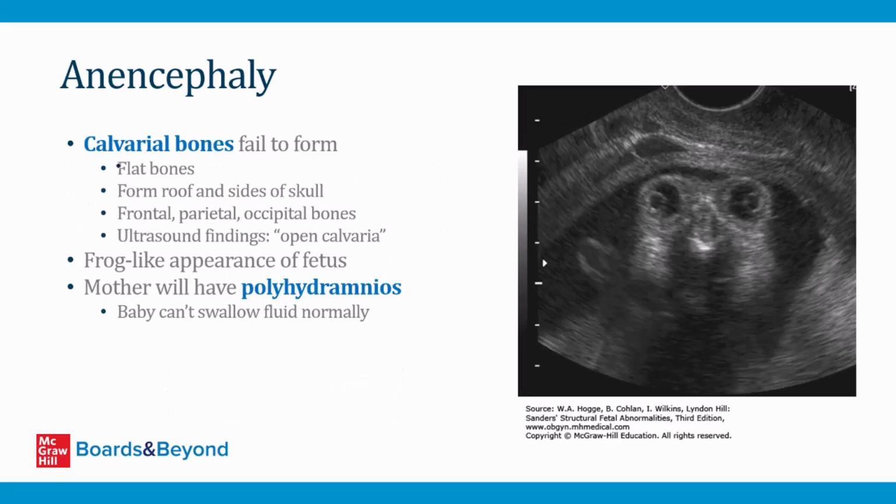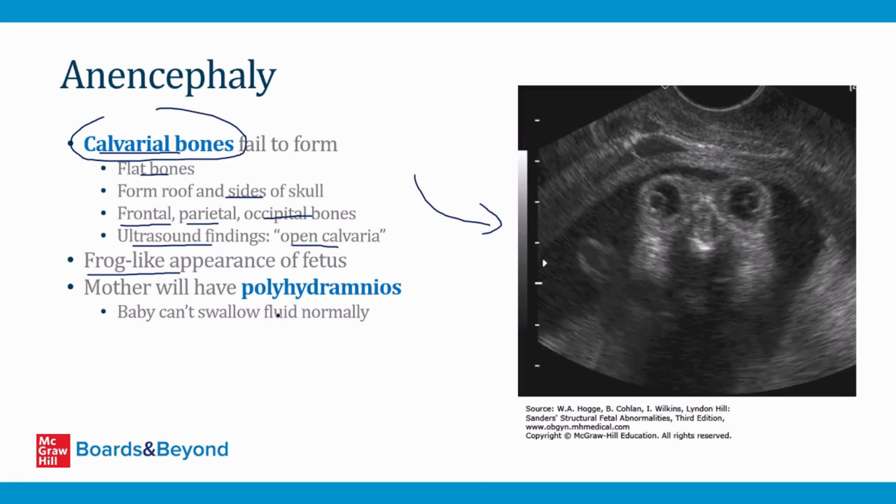Some other things to know about anencephaly are shown in this slide. So first of all, the bones that fail to form when the anterior neuropore doesn't close are called the calvarial bones. These are flat bones that form the roof and sides of the skull. So the calvarial bones are bones like the frontal bone and the parietal bone and the occipital bone, and they will fail to form around the developing central nervous system around the brain region. And so for this reason, the classic ultrasound finding is called an open calvaria, which basically just means absence of parts of the skull, the calvarial bones. When the brain and brainstem don't develop normally, the fetus takes on what's known as a frog-like appearance. This is a picture of what it can look like here. You can see the developing eyes without a brain around them.